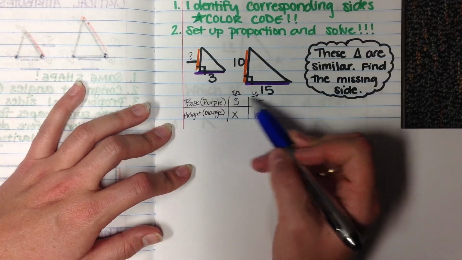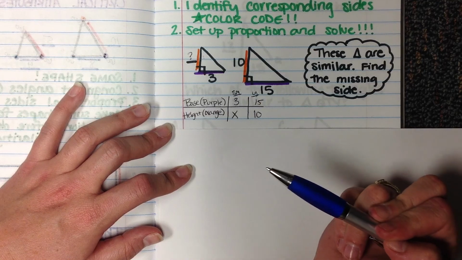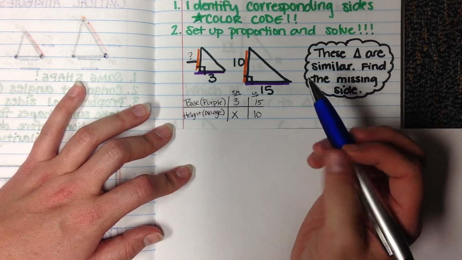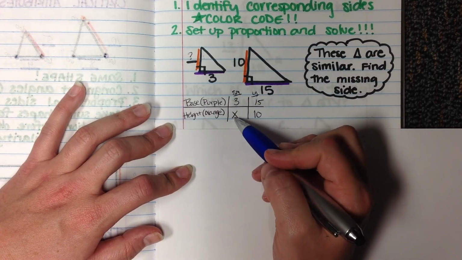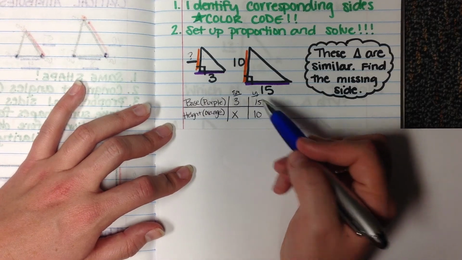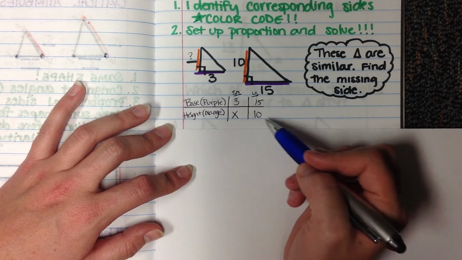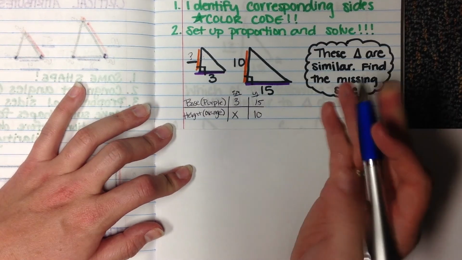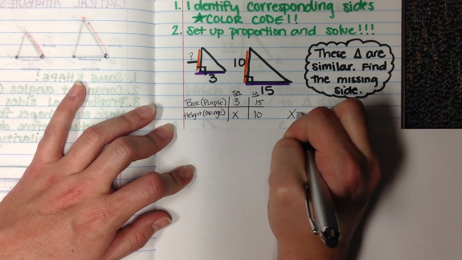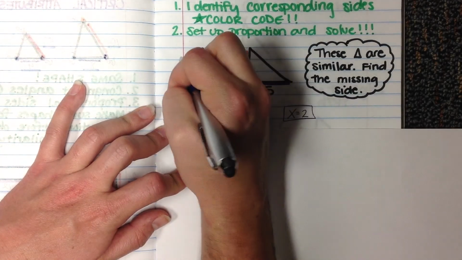First thing I'm going to look for is scale factor, and it's there. 3 times something gives me 15. What is it? It's 5. So something times 5 has to give me 10. If you don't know what that is, then go backwards. 15 divided by 5 is 3, so 10 divided by 5 has to give me x. 10 divided by 5 is 2, so x equals 2.